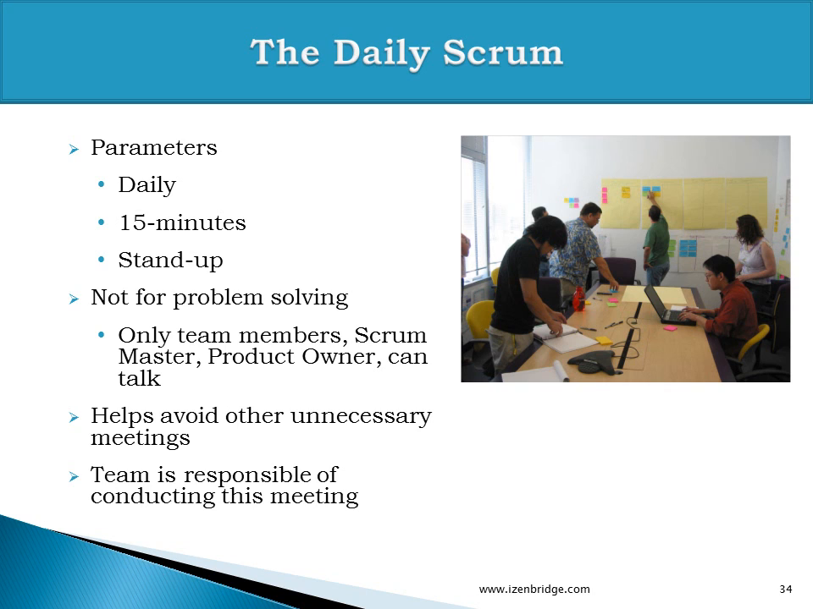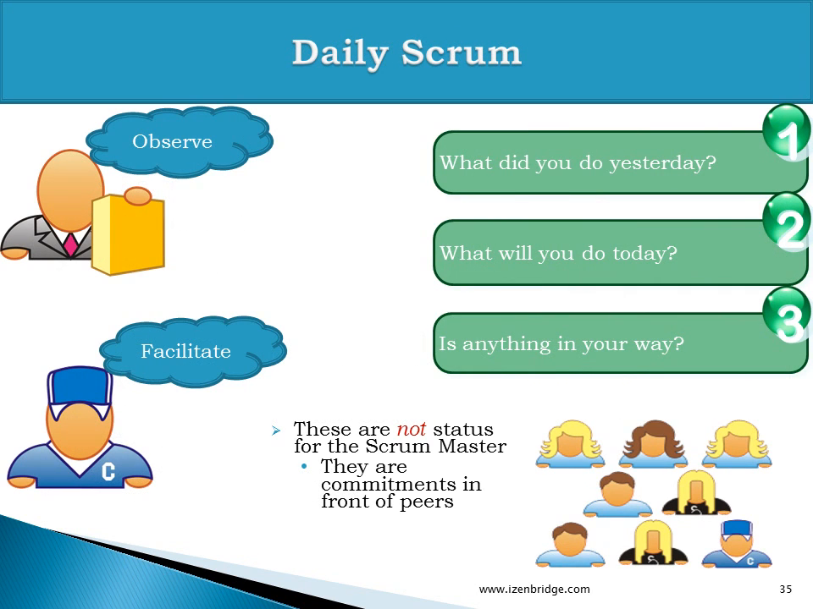And the team is responsible for conducting this meeting. It's not the Scrum Master's responsibility to conduct this meeting, but the Scrum Master has to ensure that the team is conducting this meeting. The product owner is not a participant of this particular meeting. He can remain there as an observer. The Scrum Master is just a facilitator for this meeting, and the team talks about these 3 questions.